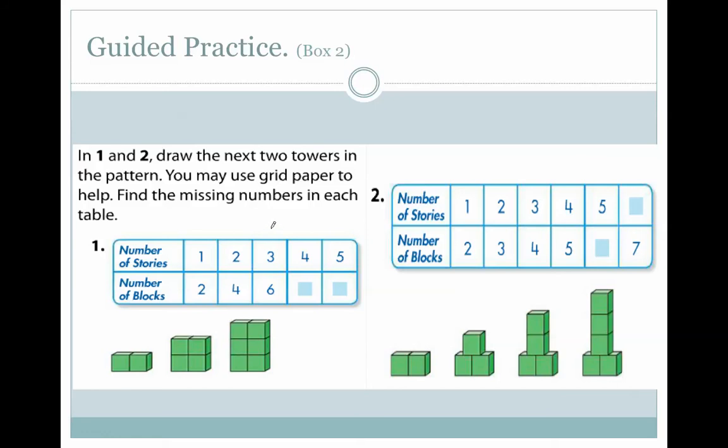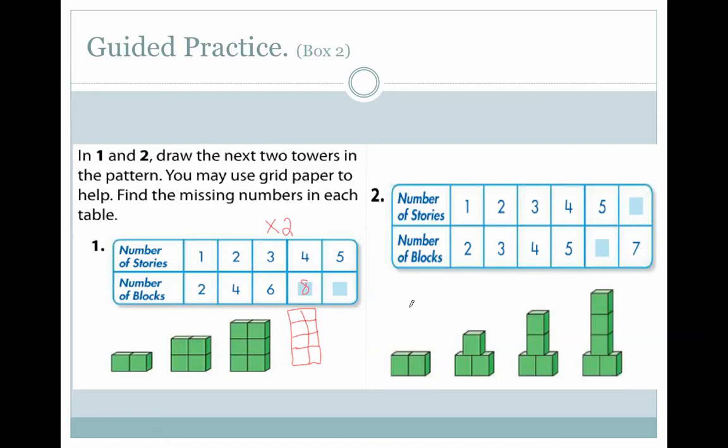So I know, because it's doing it by stories, it's really multiplying by 2. Because this is 1 times 2, 1 level times 2. This is 2 levels times 2. This is 3 levels times 2. So for 4, 1, 2, 3, 4, 4 levels times 2. And this is where grid paper would be helpful. That would make it 8.